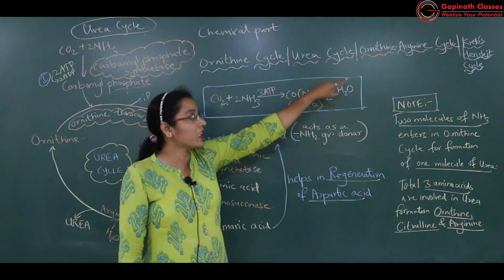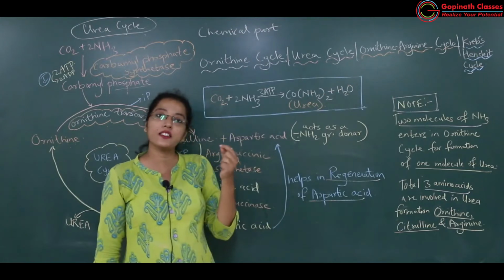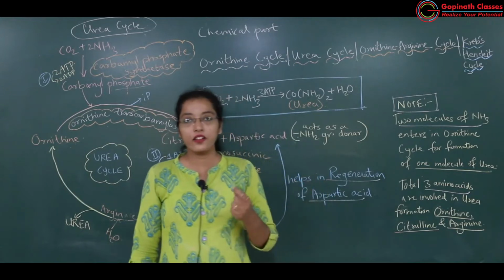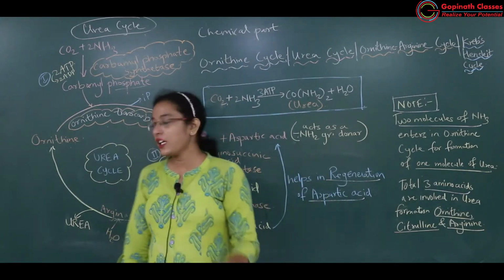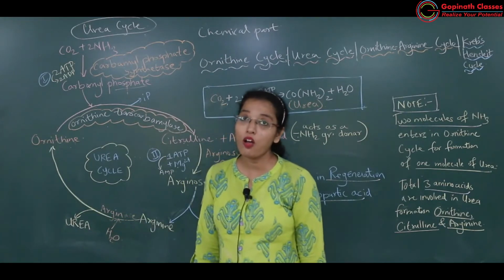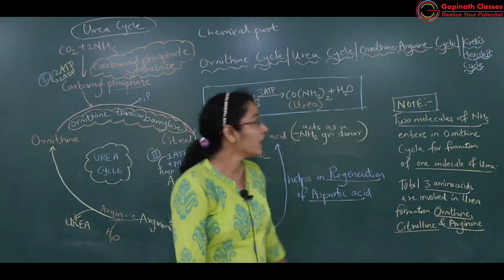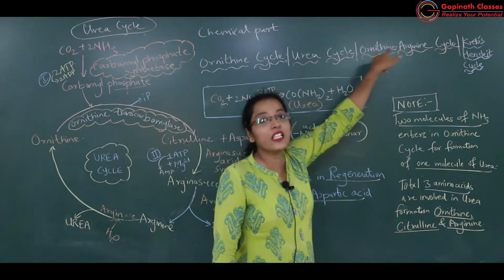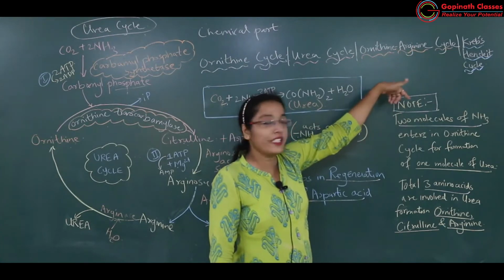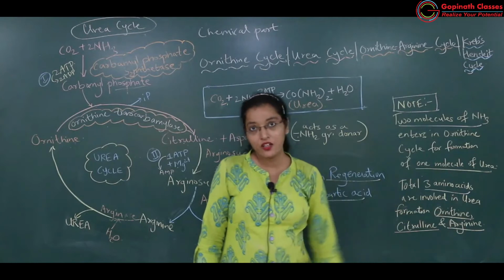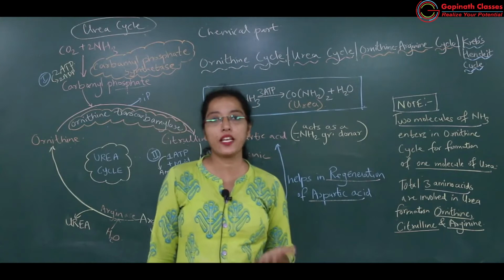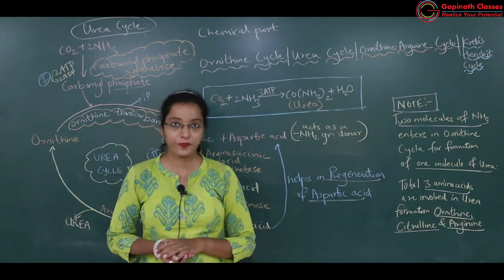Then the ornithine arginine cycle, because ornithine is the first amino acid which starts this cycle, and arginine is the last amino acid of this cycle, because of which urea is formed. Got it? And lastly, the Krebs-Henseleit cycle. Why is it known as Krebs-Henseleit cycle? Because both the scientists discovered this cycle in the liver cells.